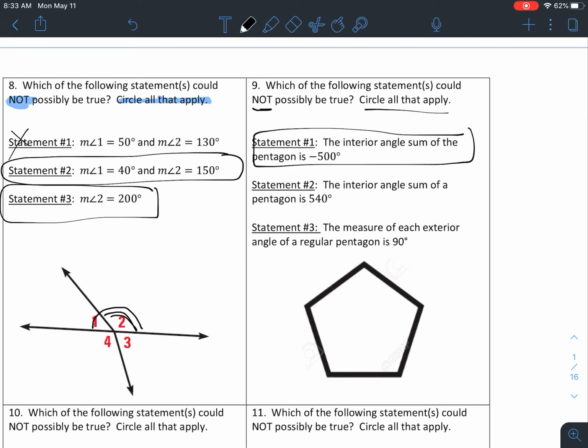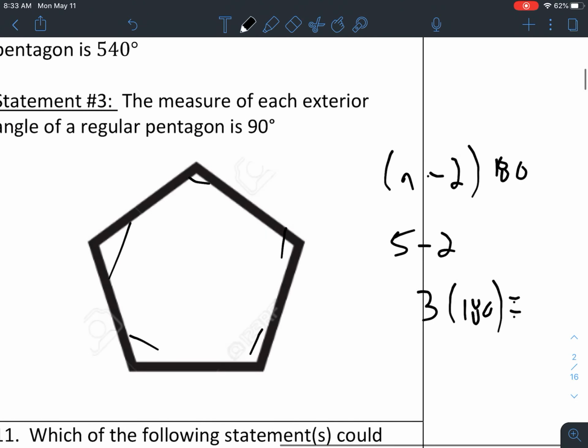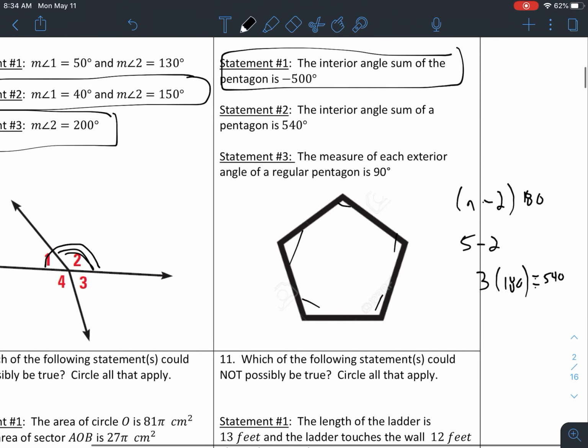If we can recall, we used a formula a little bit last semester, and a little bit this one, where we go n minus 2, so the number of sides minus 2, times 180. We see there's the number of angles: 1, 2, 3, 4, 5 in a pentagon. 5 minus 2 gives us 3, times 180, ends up giving us 540. So this one is true, so we don't circle that one.